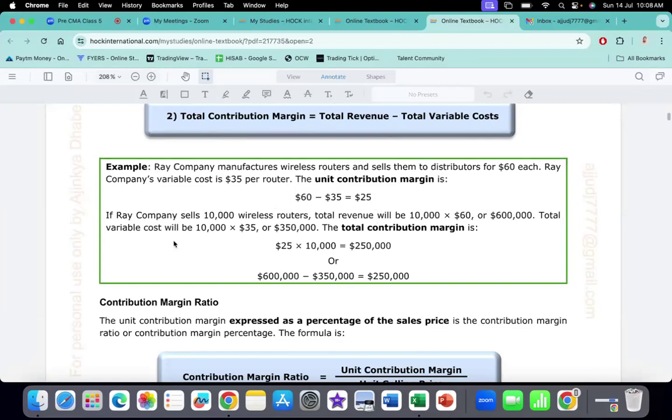Now it says if Ray company sells 10,000 wireless routers, total revenue will be. So what they're doing is they're multiplying the units with the selling price, which is 60. That gives them $600,000. How do I calculate the total variable cost? It's again 35 per router into the number of units, 350,000. How do you calculate the total contribution margin? It could be 60 minus 35 is 25 multiplied by the units, or you can just calculate it in totality. Either way you do it, the answer would still be the same.